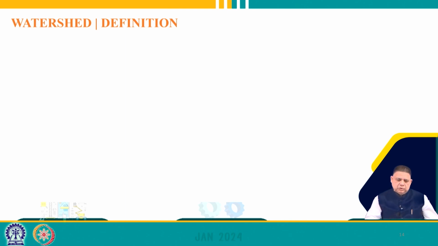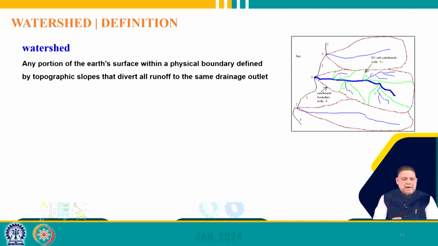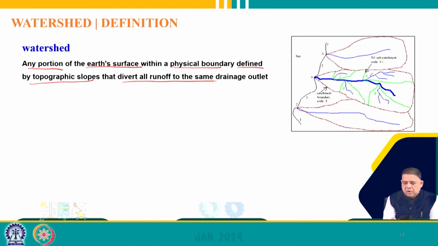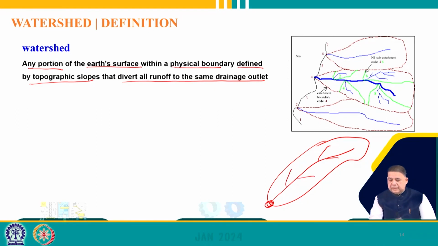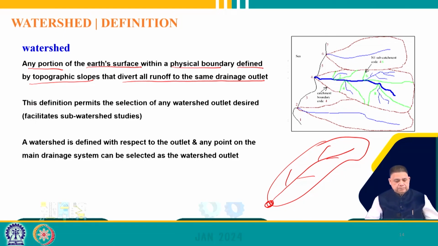Now, coming to this course, watershed hydrology, we will begin with defining a watershed. A watershed could be defined as any portion of the earth's surface within a physical boundary defined by topographic slopes that divert or run off to the same drainage outlet. So, if you have any drainage area and it drains water to a single outlet, then we can call that a watershed, and this is also shown in this picture here.